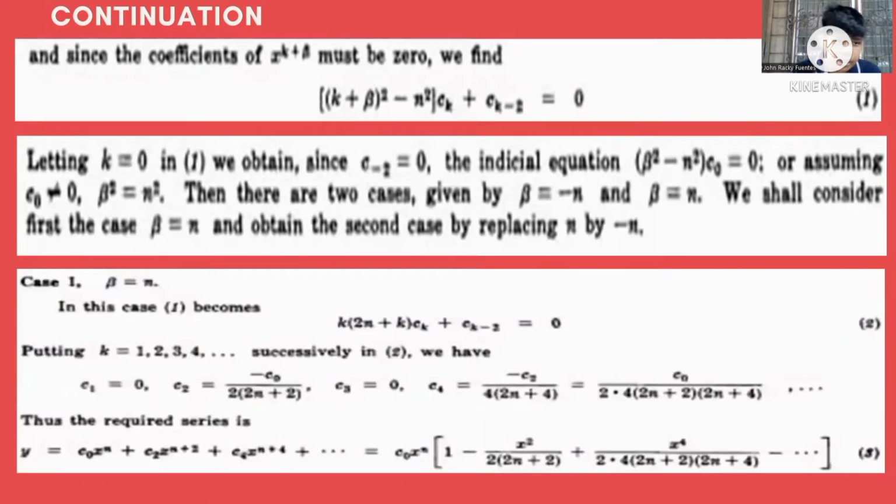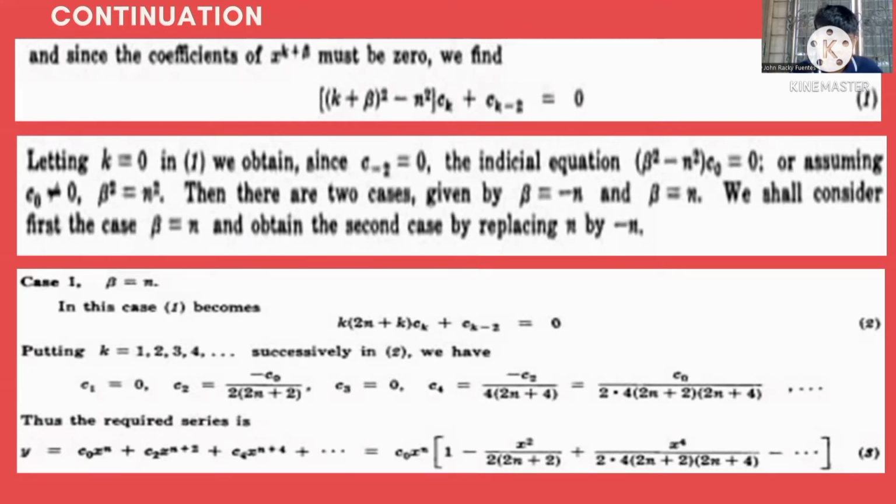Mapalitan lang doon siya. Yung case number 1, di ba ito nga nakuha natin, yung beta equals n. In the case number 1 becomes, ito yung magiging kapupuntahan niya: k(2n plus k) c sub k plus c sub k minus 2 is equals to 0. Putting k, lagyan natin value ngayon yung k dito. Putting k equals to 1, 2, 3, 4, 5, 6. Madami pa siyang kasunod.